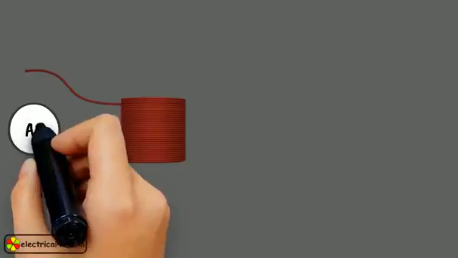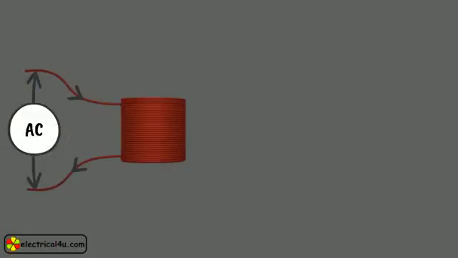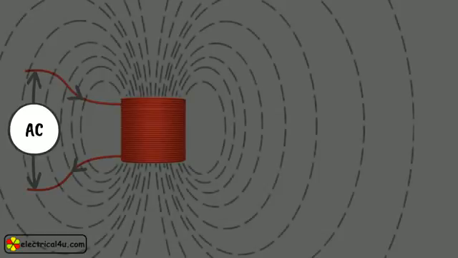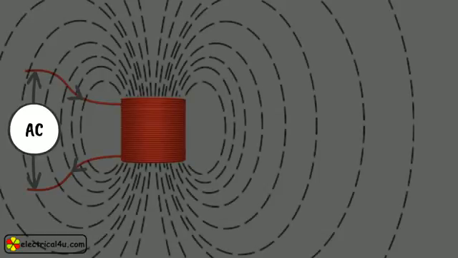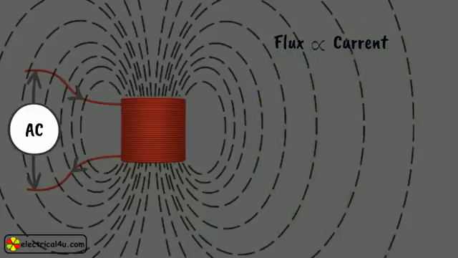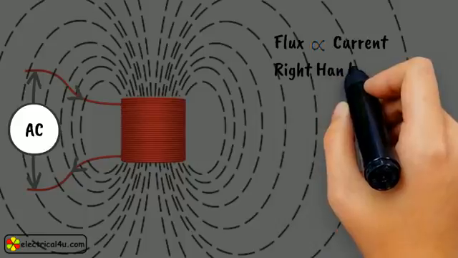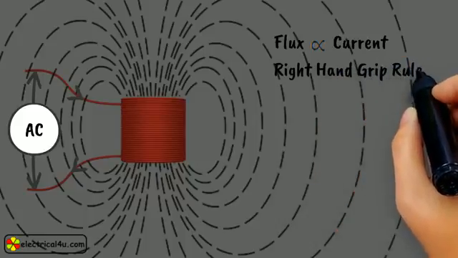When an alternating current is allowed to flow through any of the windings, there will be an alternating flux produced surrounding the winding. The magnitude of this flux is proportional to the magnitude of the current flowing through the winding. The direction of the flux is according to the direction of current. The direction of the flux can be found out by applying the right-hand grip rule.